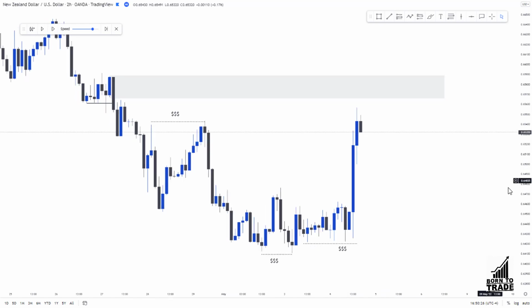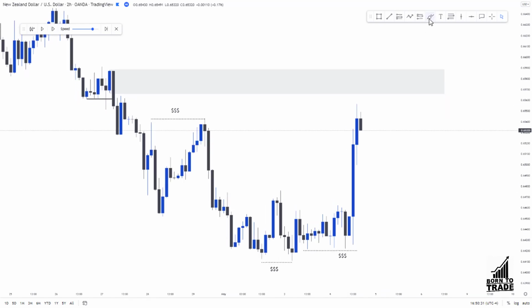As you can see, this is a valid supply zone. You can see it, we got liquidity resting before our zone, and we have liquidity that we can target. Once price taps into our zone, we can target this liquidity below.